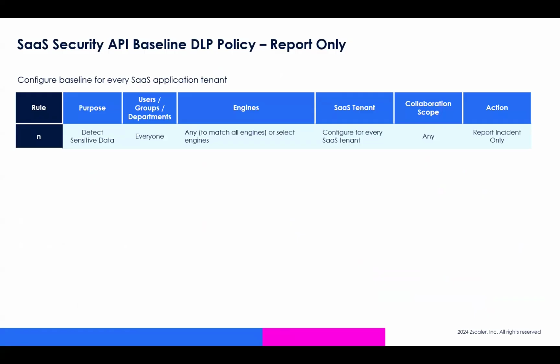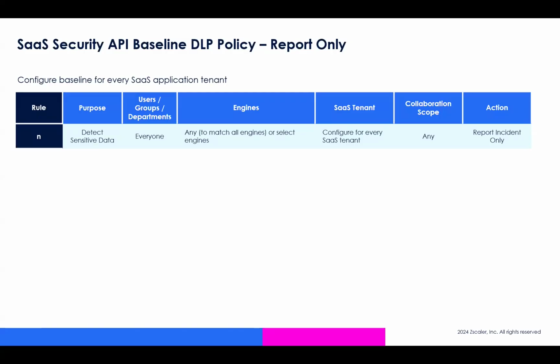Next, let's take a look at how you can start building a SaaS Security API policy for data loss prevention. Here, a very simple report-only policy has been created. This policy is designed to detect sensitive data and report on it. Here, we've created a policy that applies to all users, groups, and departments. Engines has been configured to any to match all engines, or you can select specific engines if you'd prefer.